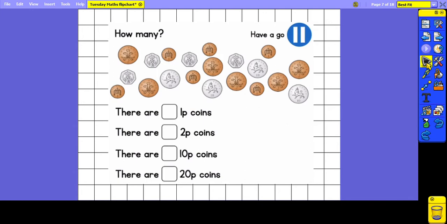And here we are going to be working out how many of each coin there are. So we need to first of all count how many 1 pence coins there are. Remember, 1 pence looks like this. Then how many 2 pence coins there are. This is a 2 pence. How many 10 pences, like this. And finally, how many 20 pences. Remember, a 20 pence has 7 sides. Okay, so pause the video now and count them up.